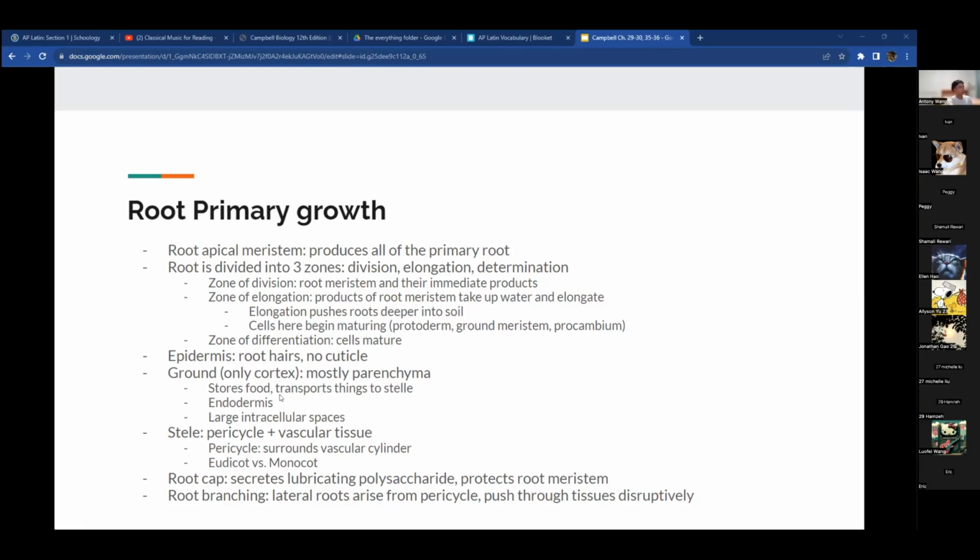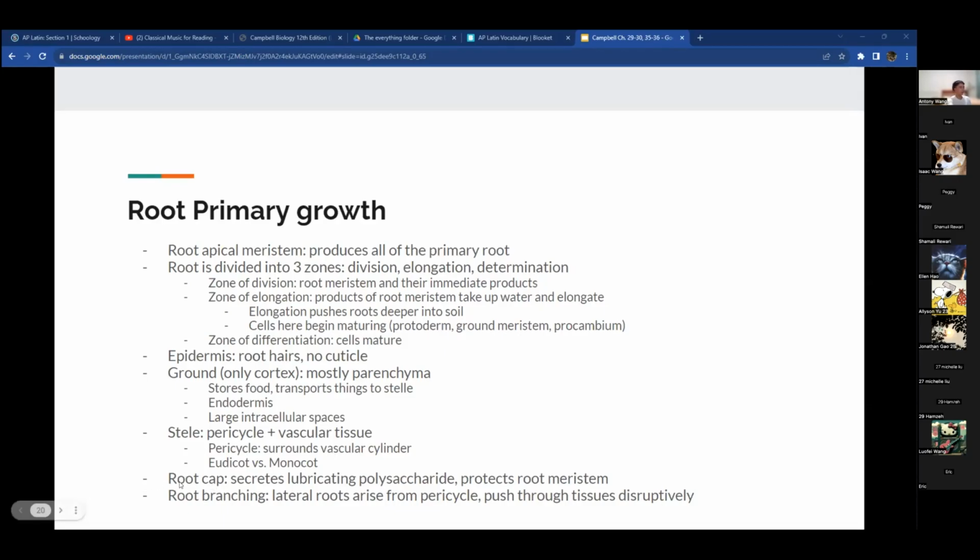It also has a layer called the endodermis, which we have a diagram of later, and there are large intracellular spaces between the different ground cells. Then you have the stele, which consists of a pericycle and vascular tissue. The pericycle is just tissue that surrounds the vascular cylinder, and the vascular tissue is, well, this vascular tissue.